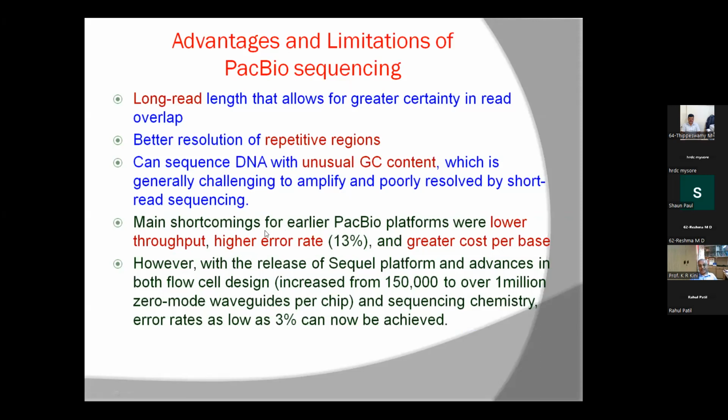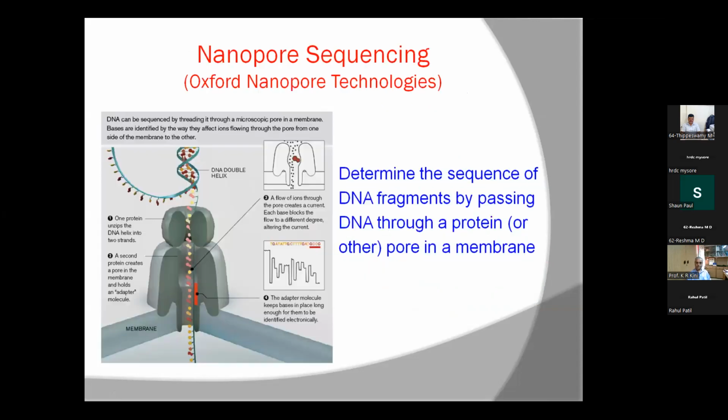are the lower throughput and the error rate being quite high. When they started, it was almost 13%, and the cost per base was also much higher, more than 10 times costlier than Illumina. But now, upon the release of more advanced platforms with a higher number of ZMWs and advanced sequencing chemistry, the error rate has come down to as low as 3%, which is still higher than Illumina or Torrent. Illumina and Torrent claim 99% accuracy, so the error rate is less than 1%. Here it has come down to 3%.